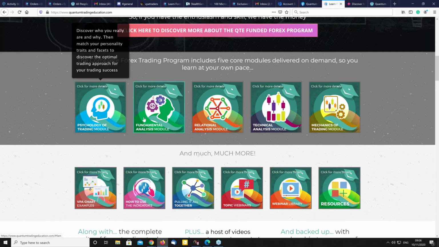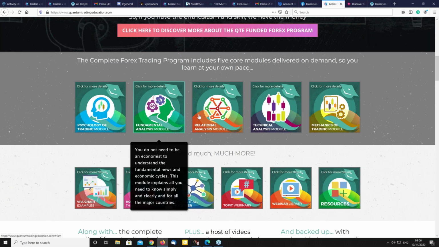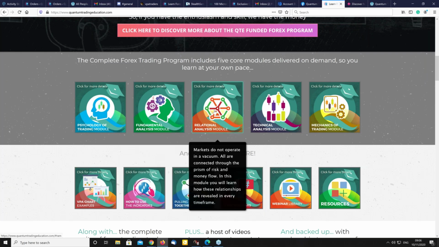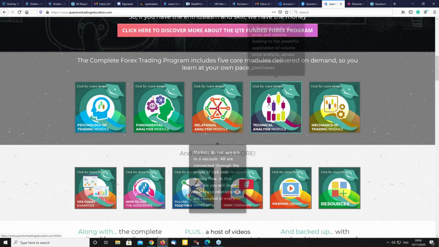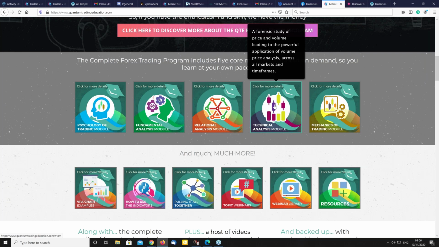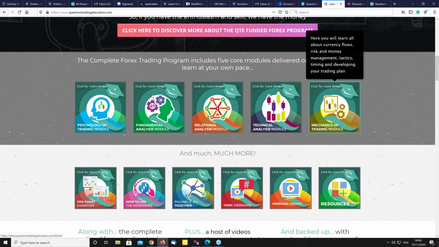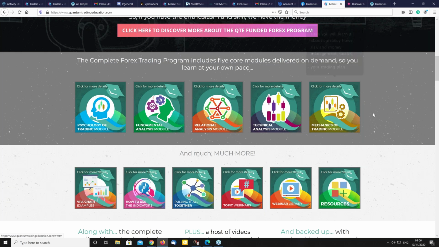Then you've got a huge fundamental analysis module, the same on relational analysis, understanding how these markets are interrelated, of which the Forex market sits at the heart of everything, and the technical analysis module, which is a deep dive into VPA and takes the book and the essence of VPA and really takes you to another level on that. And then you have the mechanics of trading module, which is all about all the various tactics, risk and money management, timing, developing your trading plan, all those sorts of things, keeping a log, everything else.